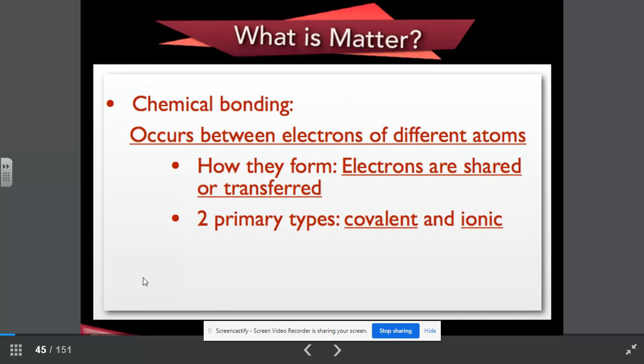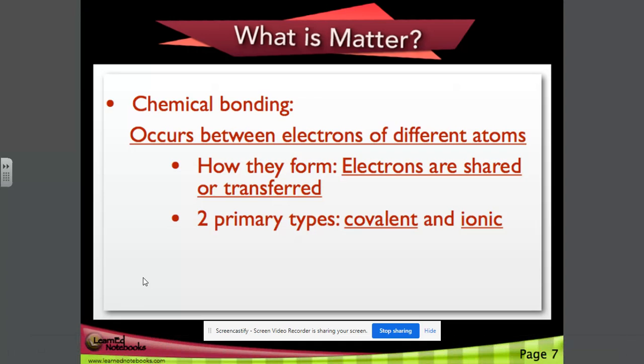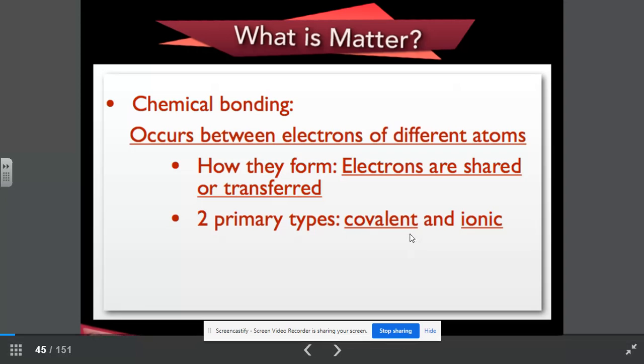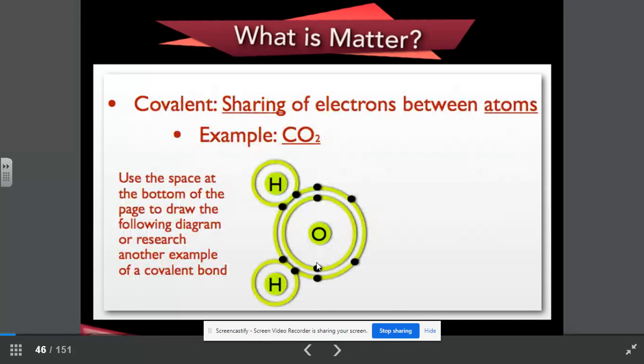So let's talk about chemical bonding. Chemical bonding occurs between electrons of different atoms. How do they form? Electrons are shared or transferred. There are two primary types of bonding, covalent bonding and ionic bonding. Let's talk about those. In covalent bonding, we have the sharing of electrons between atoms. Here's an example, CO2, which is carbon dioxide.